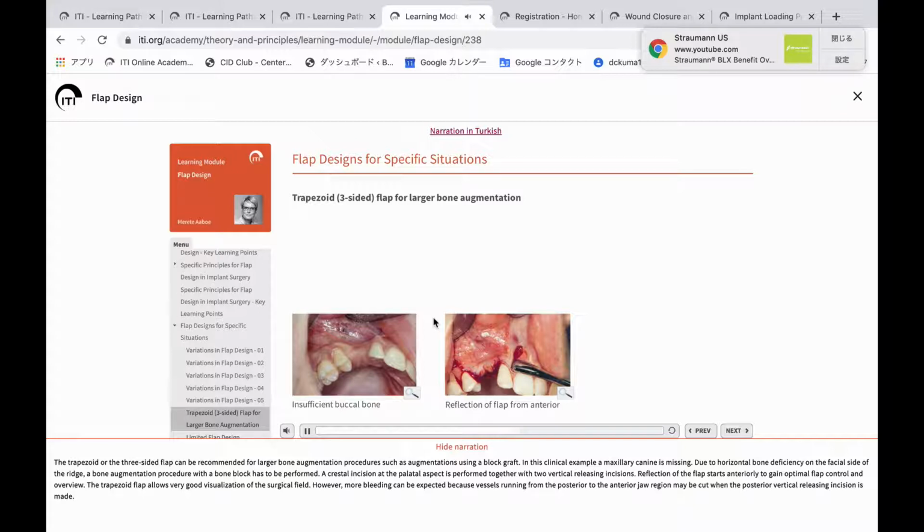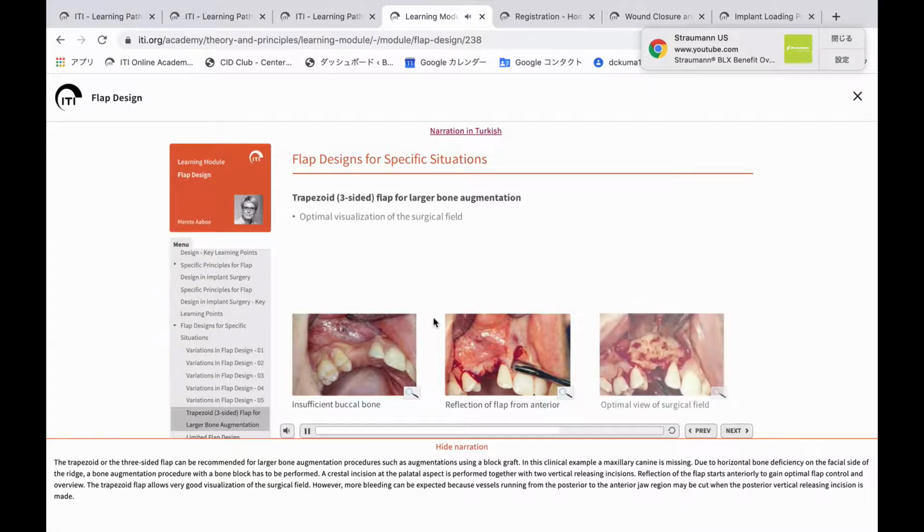Reflection of the flap starts anteriorly to gain optimal flap control and overview. The trapezoid flap allows very good visualization of the surgical field. However, more bleeding can be expected because vessels running from the posterior to the anterior jaw region may be cut when the posterior vertical releasing incision is made.